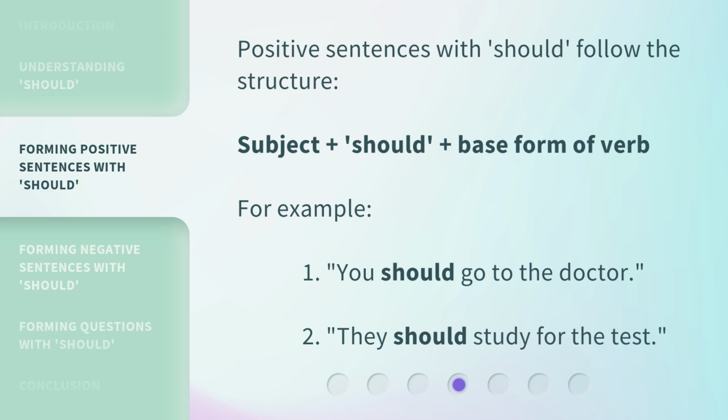Positive sentences with should follow the structure: subject plus should plus base form of verb. For example, 1. You should go to the doctor. 2. They should study for the test.